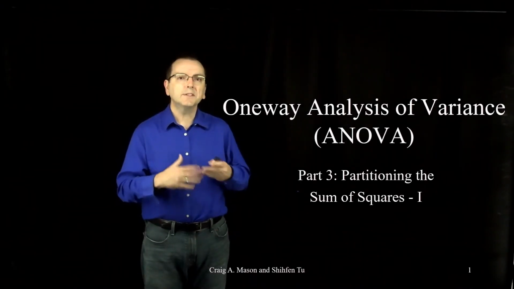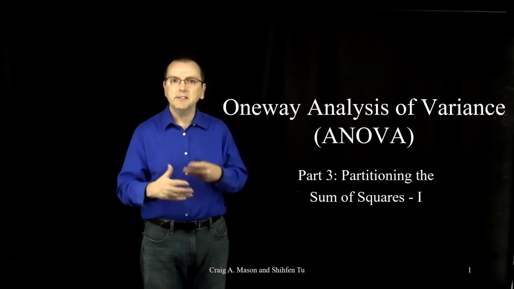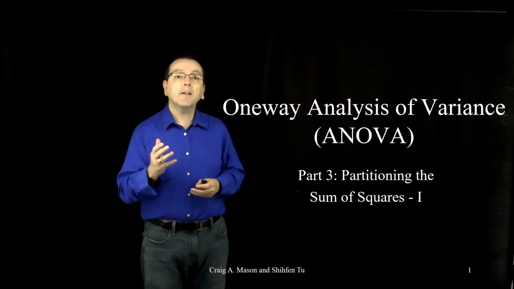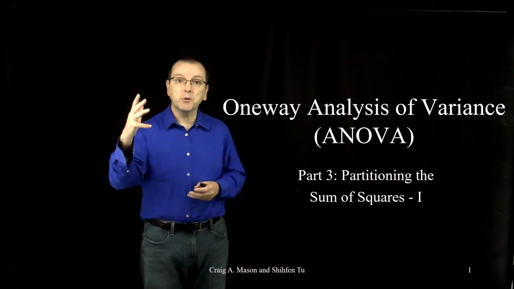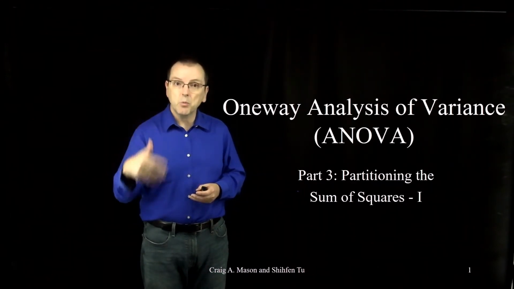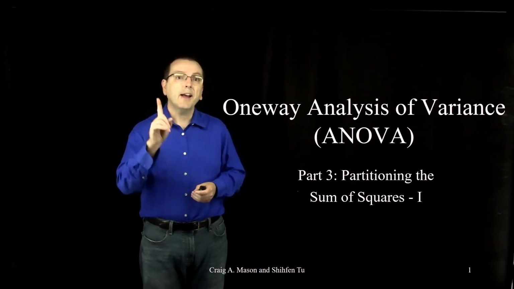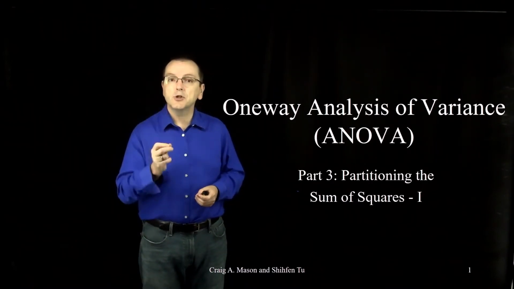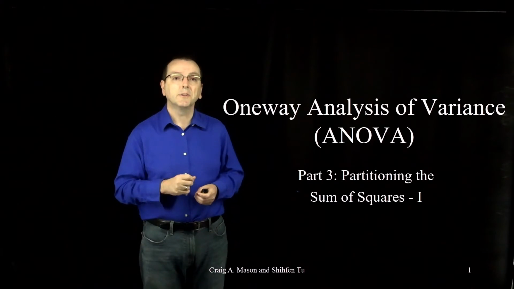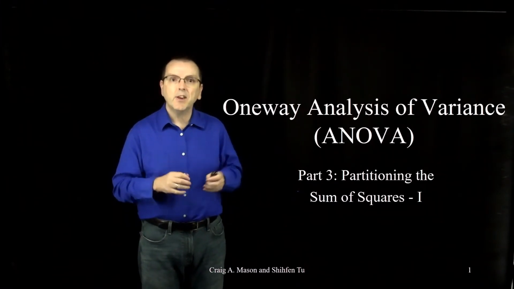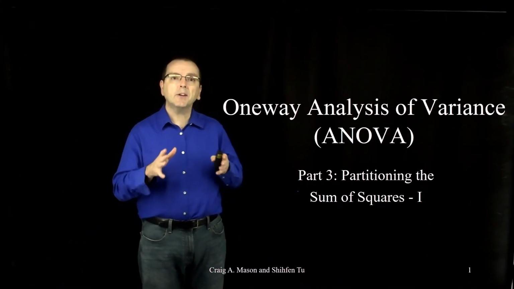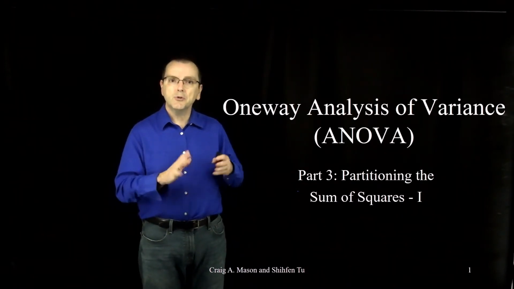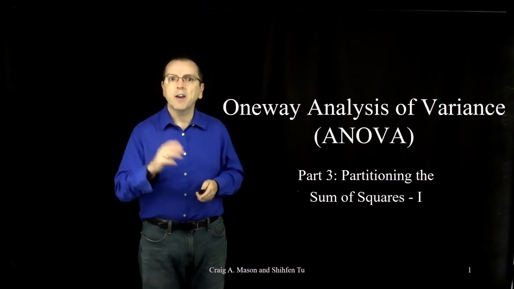So far, we've discussed the F statistic at a conceptual, non-mathematical level, and how it's calculated by dividing the variance between our groups by the variance within the groups. To actually calculate an F statistic, we use a process called partitioning the sum of squares. In this video, we'll lay some of the mathematical foundation for how and why we do this, which we'll then continue with in our next video.